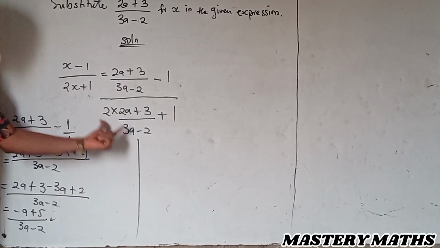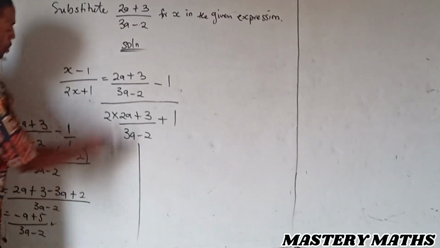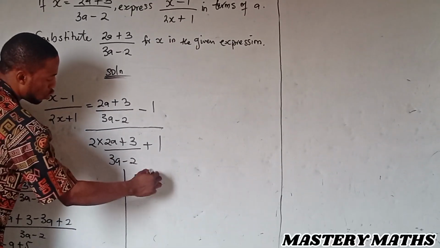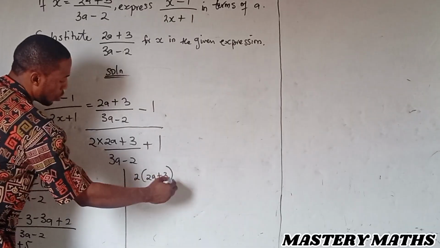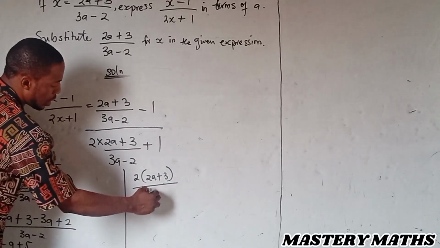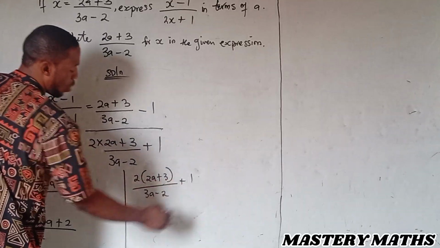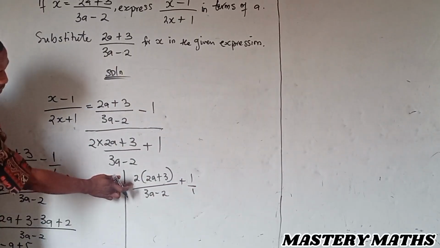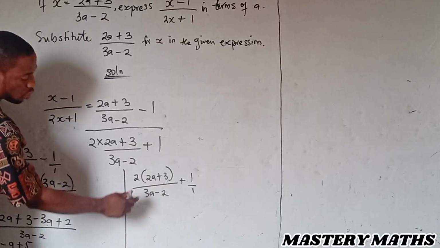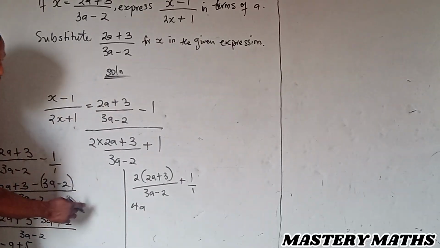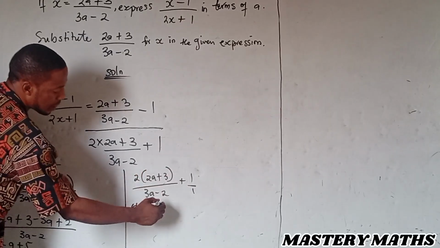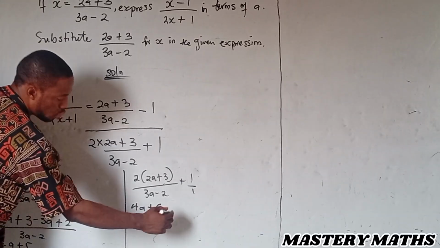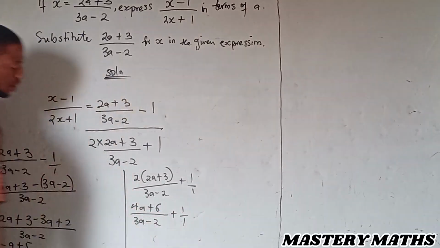Now let's solve for the denominator. Solving for the denominator, it looks like this: 2 bracket (2a + 3), you close the bracket, over 3a − 2, plus 1. To balance it, you put your over 1 here. Now let's open the bracket. You see 2 times 2a will give us 4a, plus 2 times 3 is 6, over 3a − 2, plus 1 over 1.